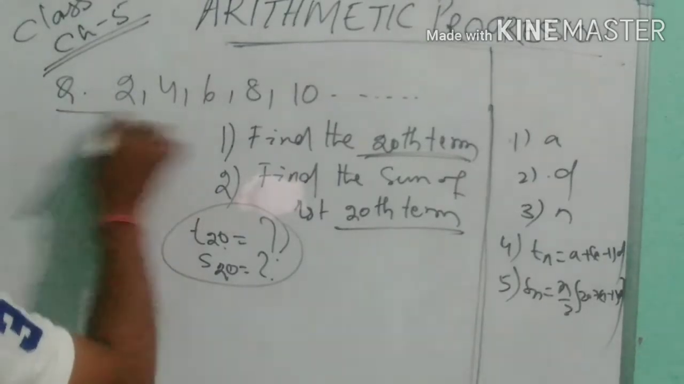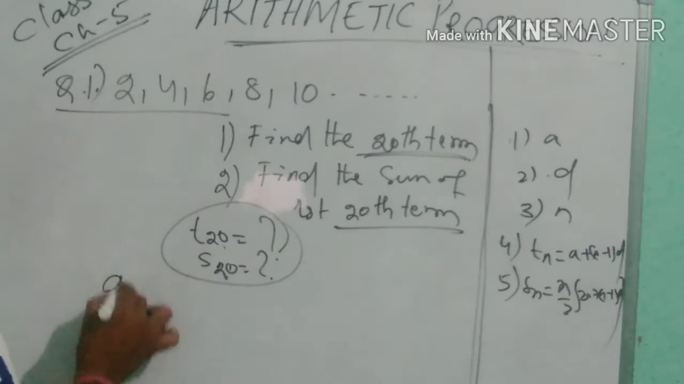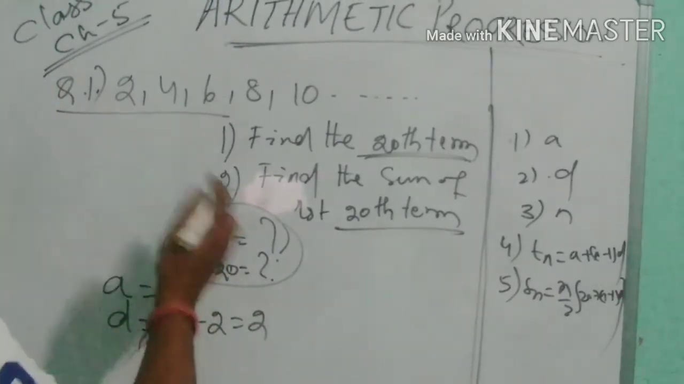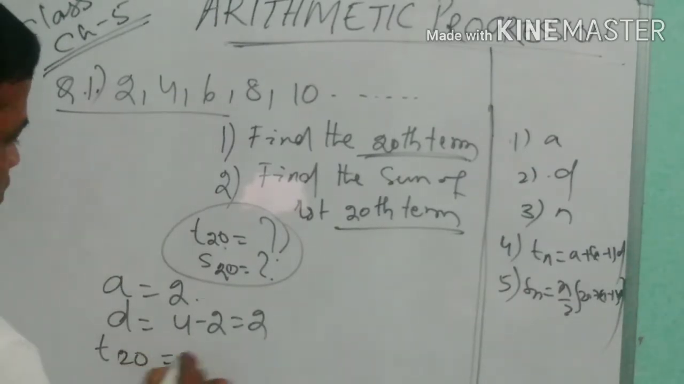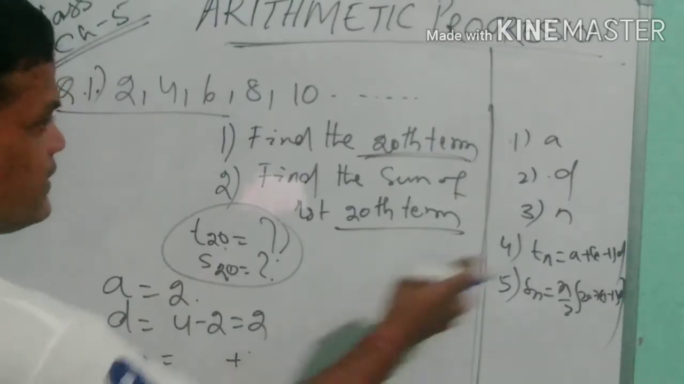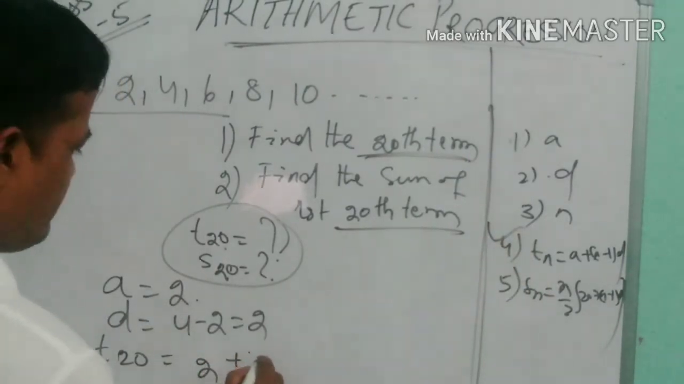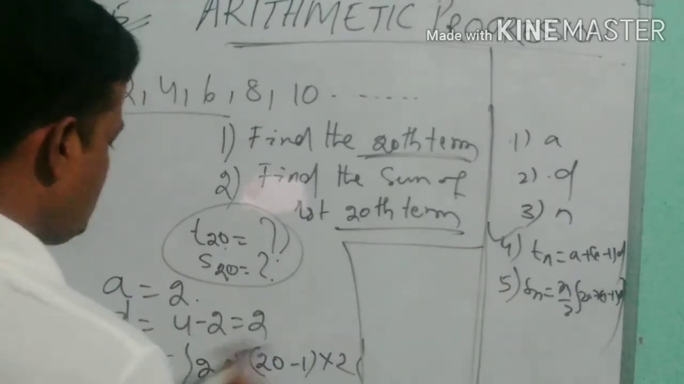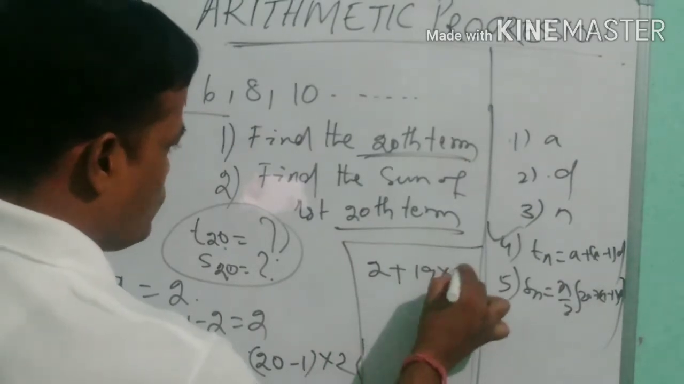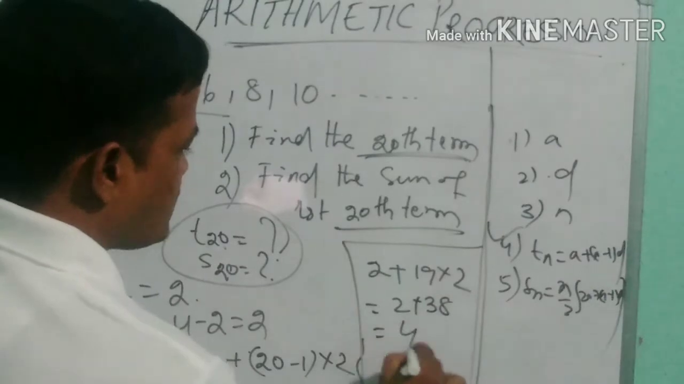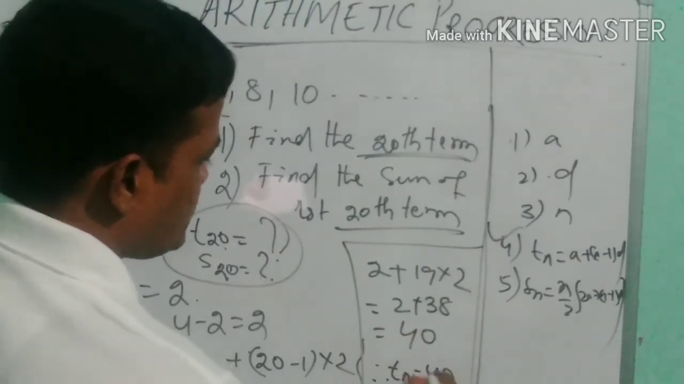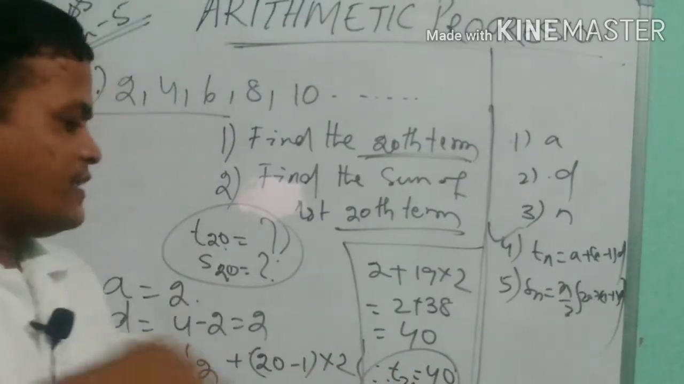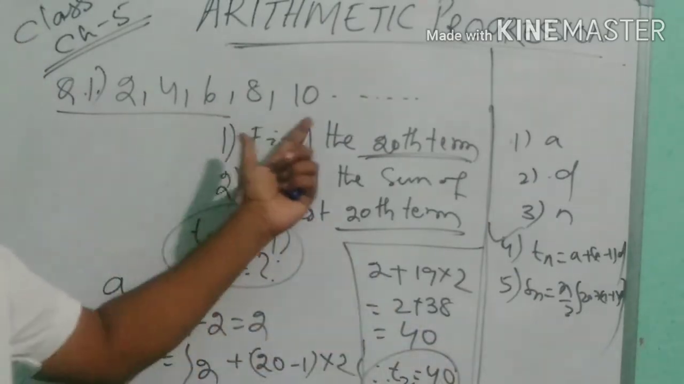Let us see question number 1. In this case we know that a is equal to 2, and d is 4 minus 2, equal to 2. So we can write T20 is equal to a plus (n minus 1) into d, that is a plus (20 minus 1) into d. Here d is 2. So we are getting 2 plus 19 into 2, that is 2 plus 38, which is equal to 40. So T20 is equal to 40. The 20th term in this series is 40.